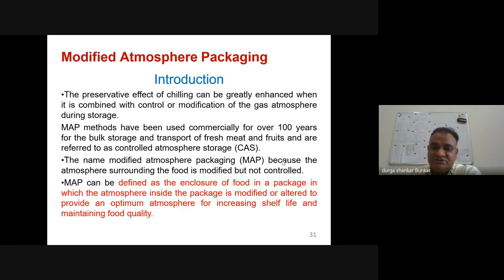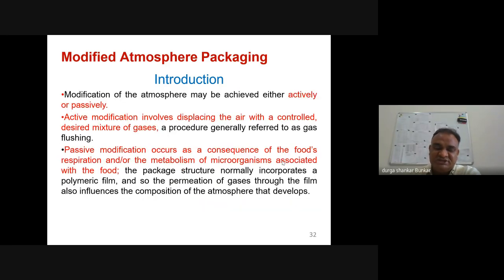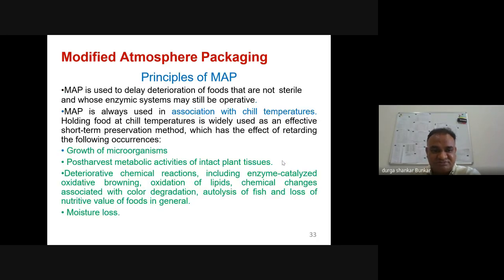As we are aware, in the atmospheric gas composition we have a higher ratio of nitrogen than oxygen, and then the other gases. Out of them, CO2 has a preservative effect for fresh produce, and oxygen is a must for respiration. So we can't deny it. We can minimize it, but we can't make it exactly zero. If we go for 0% oxygen, it will create a negative effect in the packaging.